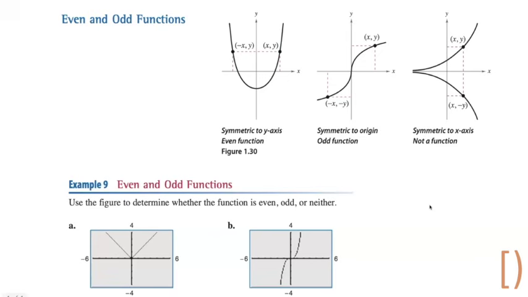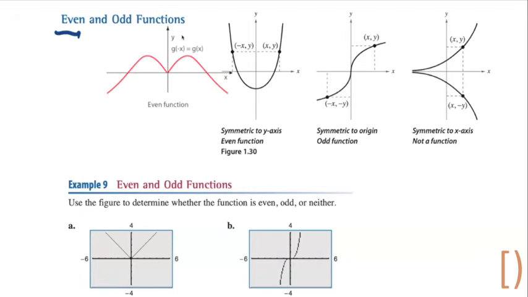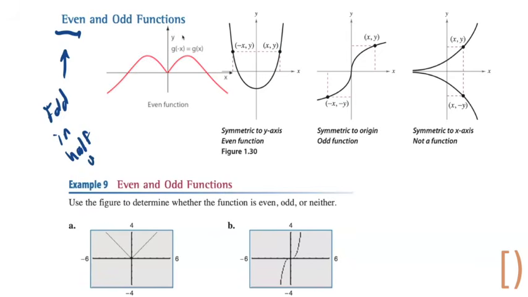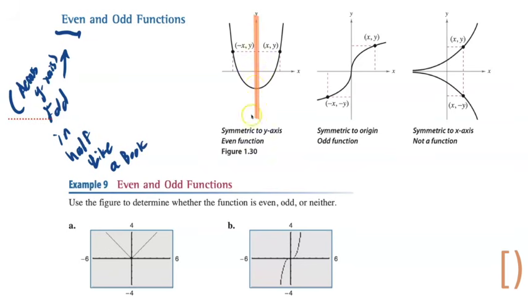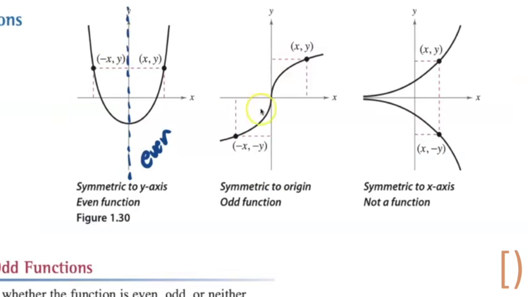Even and odd functions. An even function folds like a book. Fold in half like a book. Technically, we say you could fold it across the y-axis. Right, so if you cut it in half across the y-axis here, like cut it in half, that's an even function. So if you're symmetric across the y-axis, this is even. An odd function is a little funky. It's symmetric across the origin, so like it repeats itself like here. So this is an odd function.